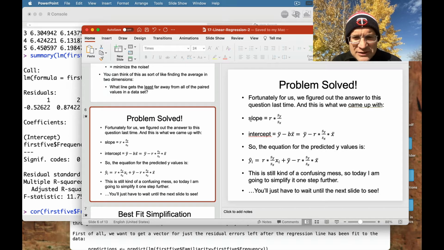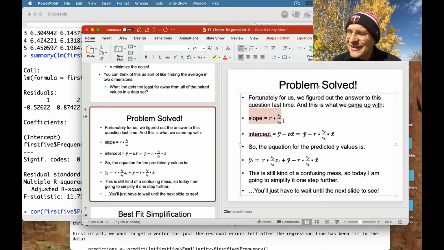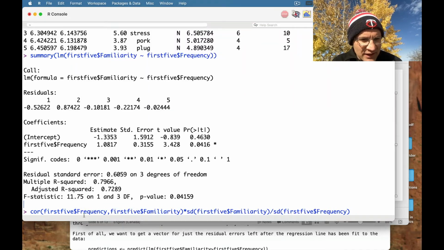Yeah, so slope, and I've got a plus here, so we get slope equals R times the standard deviation of Y divided by the standard deviation of X. So here's R, right there, our correlation coefficient for the two variables. Here's the standard deviation of Y. Here's the standard deviation of X. So if I hit return here, I should get the slope.